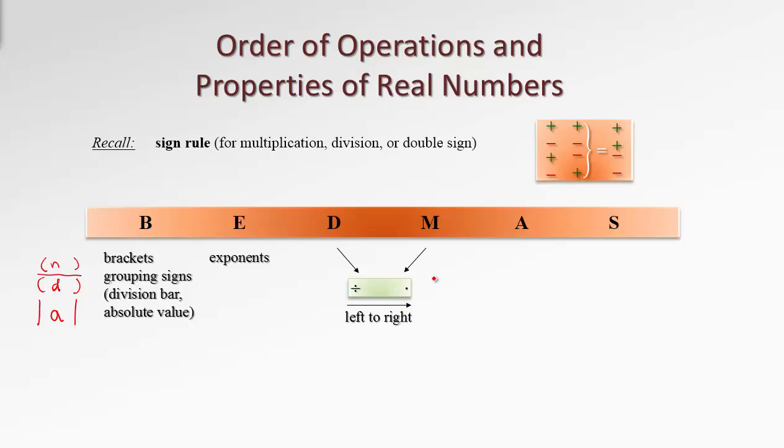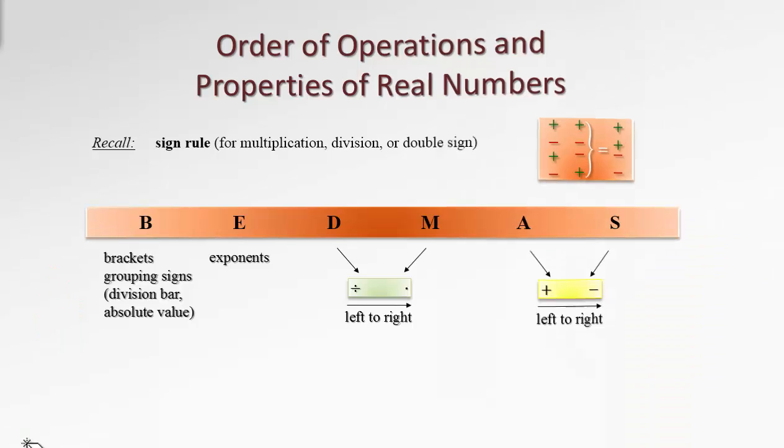Okay, finally, after division and multiplication, we perform addition and subtraction. And these two operations, again, they are equally important. There's no priority between them. So the sub-rule is the same as for multiplication and division, from the left to the right. Whatever comes first, you perform first. Okay, what else do we need to review?